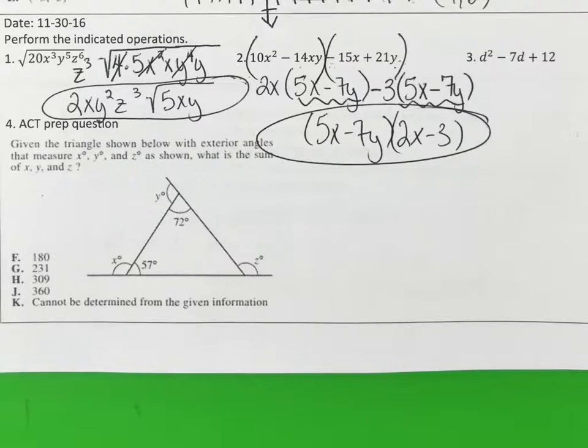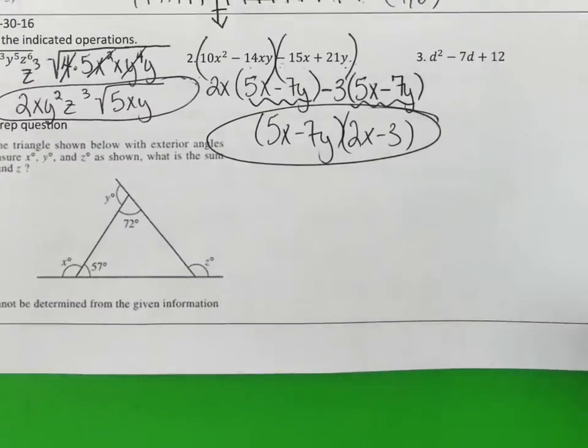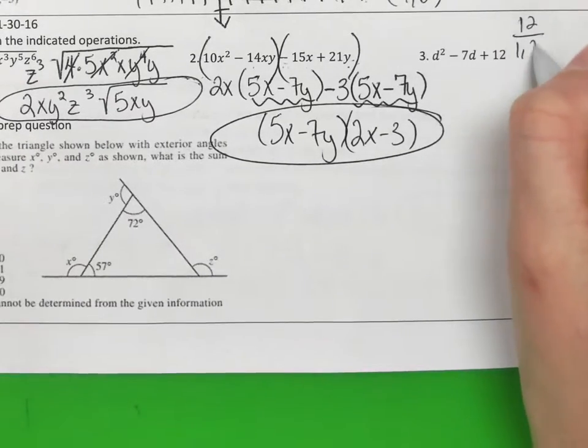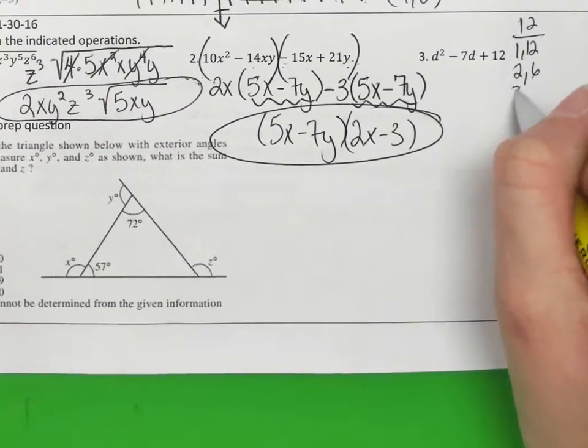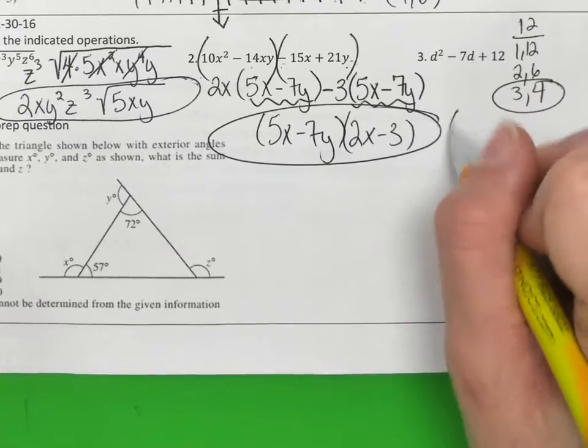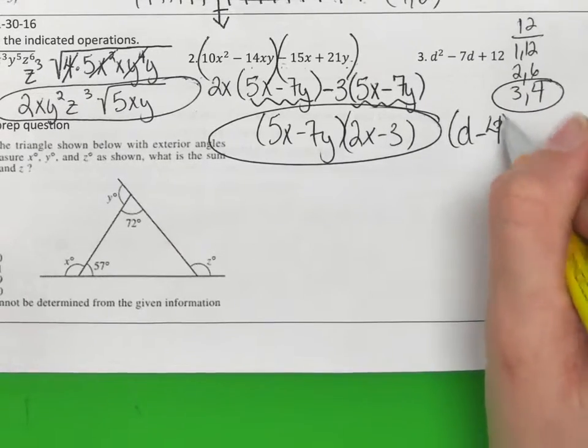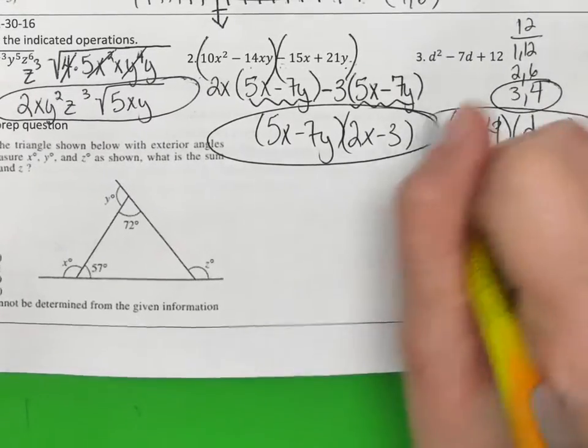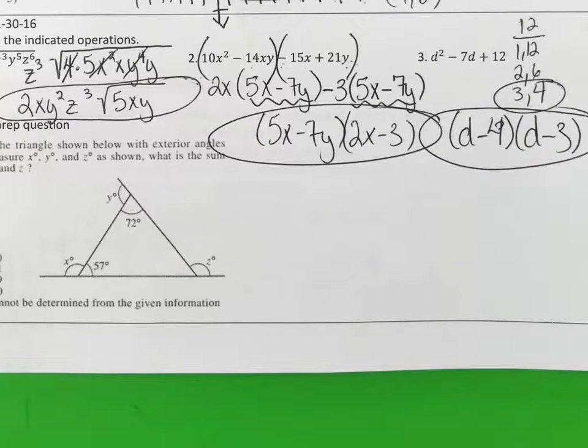Alright, what about number 3? How many terms does number 3 have? It has 3 terms. So then you do factors of 12. 1 and 12, 3 and 4, 2 and 6. Yep. Alright, which one gives me negative 7, and how? Negative 4 and negative 3, you said? Yeah. Very good.